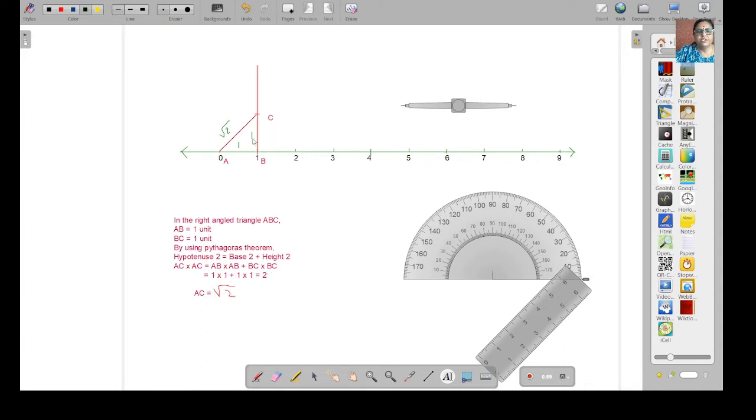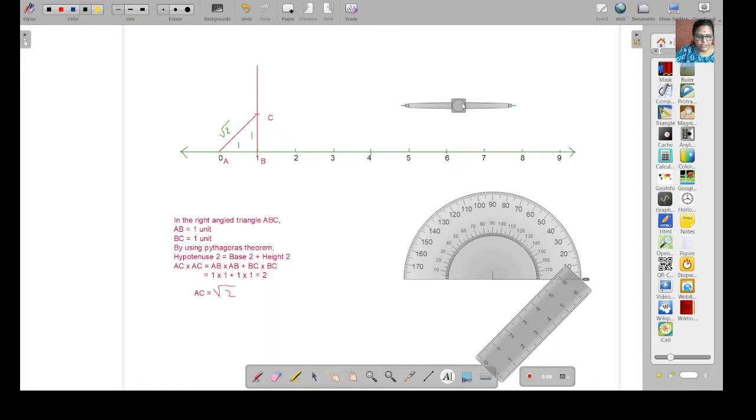So 1 squared plus 1 squared is equal to 2. Therefore AB squared plus BC squared is equal to 2. So AC squared is 2. AC is equal to root 2 units. Now you need to draw this root 2 on the number line. How to draw root 2 on the number line?